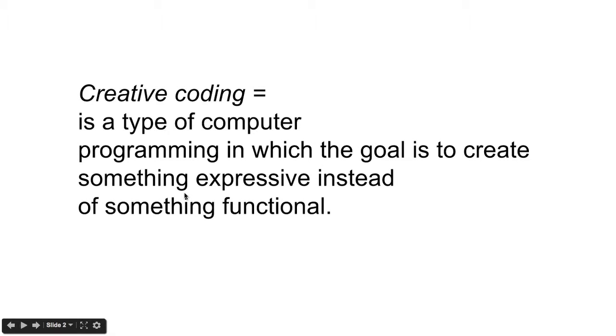Today, you're going to learn about creative coding. Creative coding is a type of computer programming in which the goal is to create something expressive instead of something functional. Like movies. Today, we're going to learn how to tell a movie what to do. In this case, we're going to give the movie a command called play. Now, I bet you can imagine what this is going to make the movie do as a result.